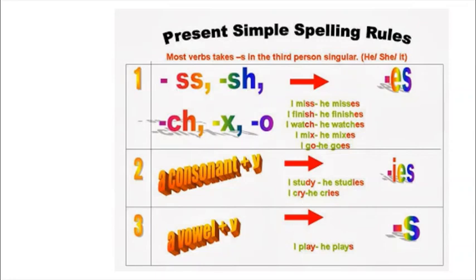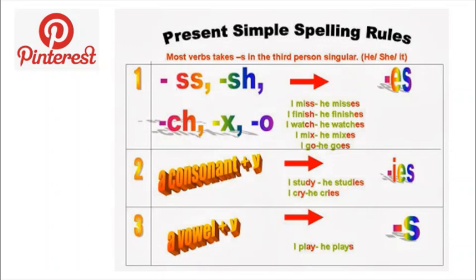This is a present simple spelling rules chart I got from the Pinterest website. It shows the correct verbs for third person singular: he, she, it. The first rule is, if the verbs end with SS, SH, CH, X, or O, you must add ES after the verbs when the subject is singular. For example, he misses, he finishes, he watches, he mixes, and he goes.